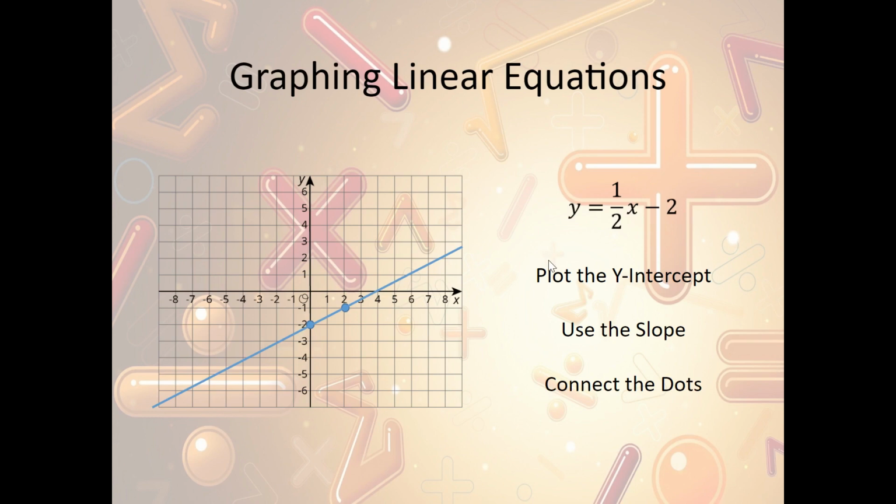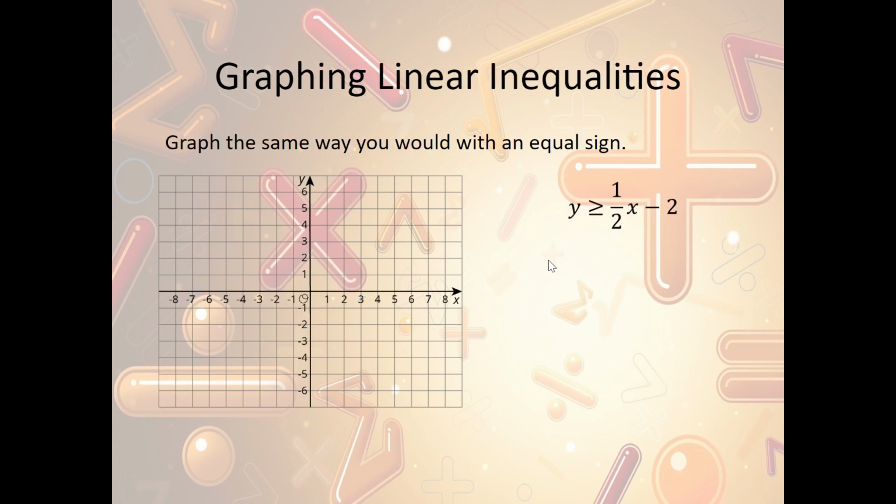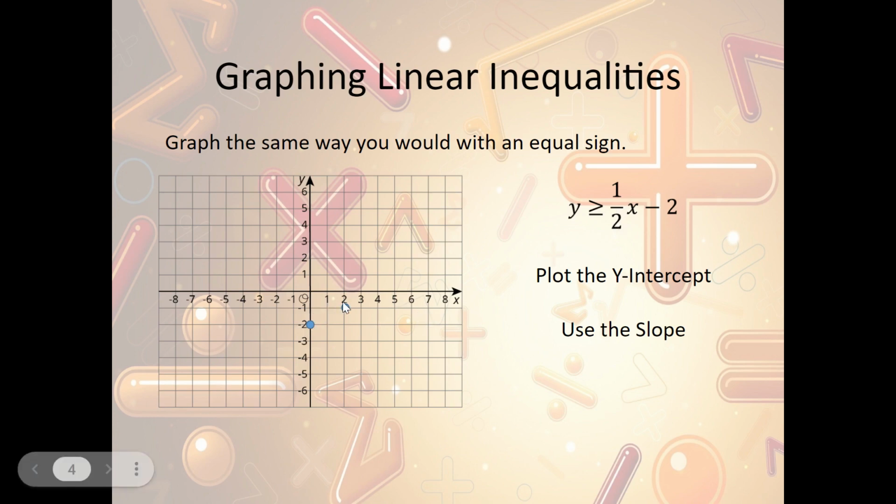Now, how does this apply to inequalities? Well, with inequalities, we're going to graph them the same way. So just like we did before, we're going to plot the y-intercept, which in this case is -2. So I go down 2 and plot that point. Then I use the slope to plot the second point. Well, this is change in y, so we're going up 1 to the right 2. So we go up 1 to the right 2, plot my point, connect the dots, and now I have my line.